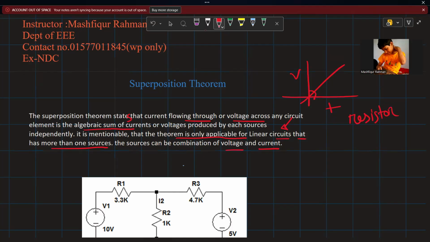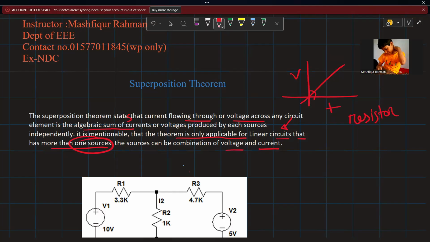A capacitor is also a linear element. So now we are clear about linear elements and linear circuits. But the good news is that for this DC circuit course, we will only talk about linear circuits, so we do not need to worry about which circuit is linear or non-linear. And linear circuits can be complex, so the theorem is applicable to complex circuits also. And the circuit must have more than one source.